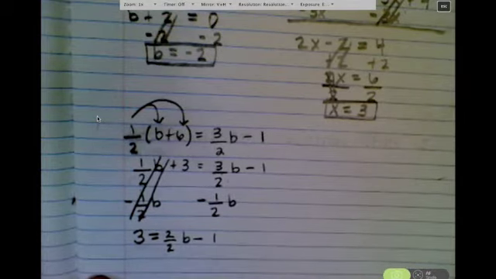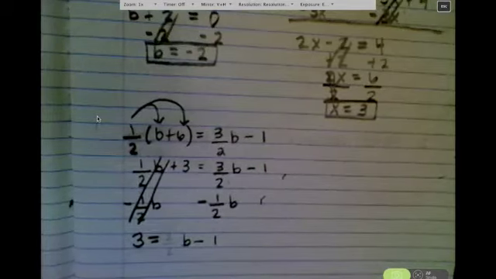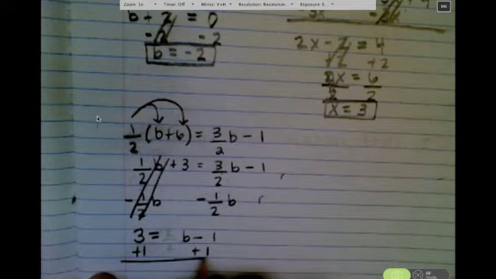Now 2 halves is the same thing as 1, so this is basically 1b. So 3 is equal to b minus 1. Now I'm going to add 1 to both sides. So b is equal to 4.